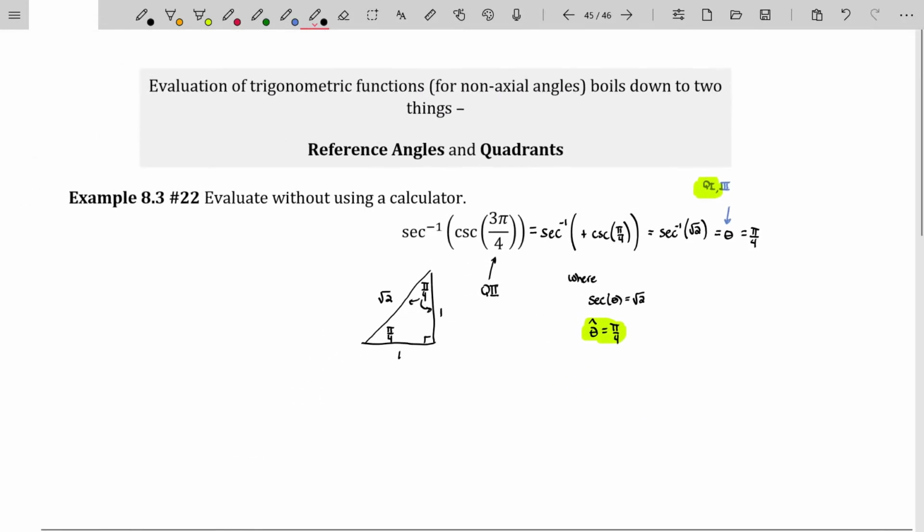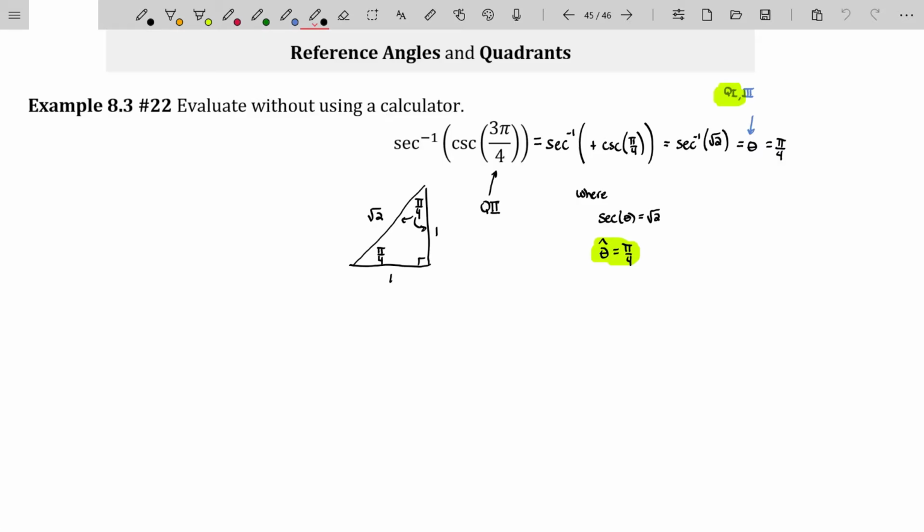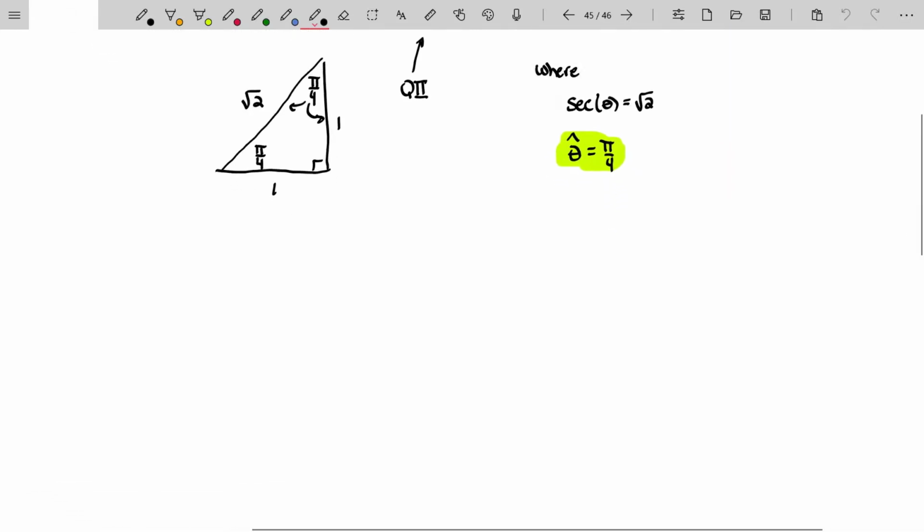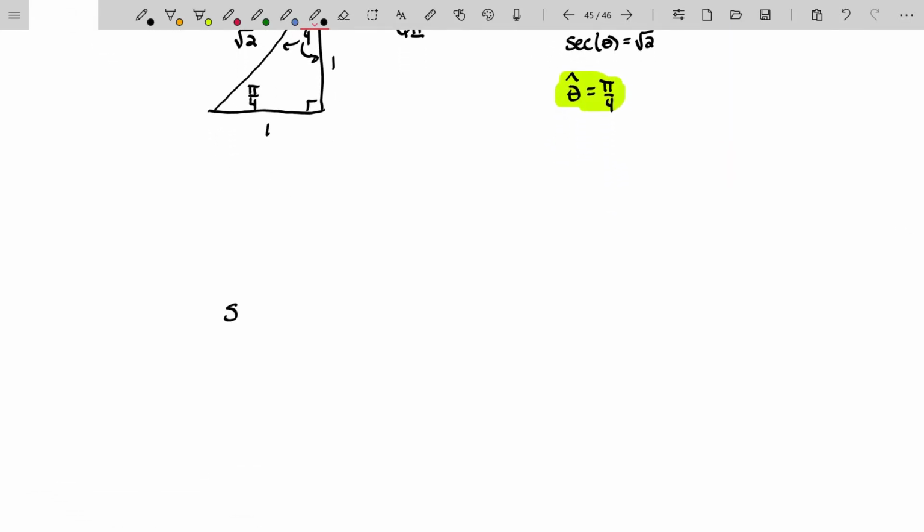All right, let's see if we can make it a little more challenging. And I went to the next example and realized it's no more challenging than this. So I'm going to go ahead and make up an example to make it a little more challenging. So let's suppose that you had instead a secant inverse of, let's do a tangent maybe. No, let's do a sine. Secant inverse of a sine of 11 pi over 6.